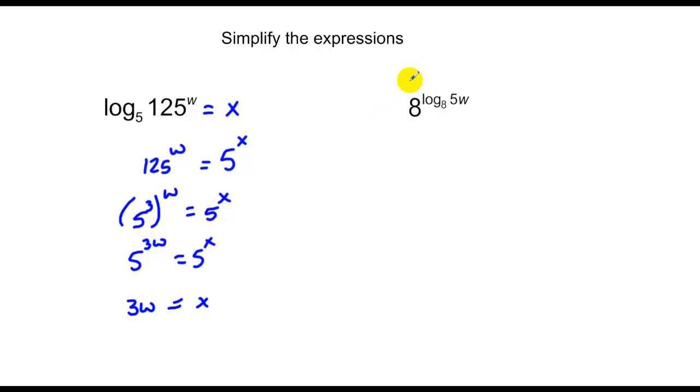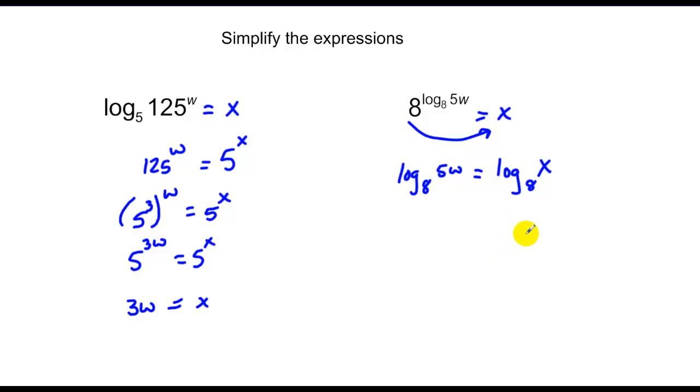This one's really weird. It's in exponential form right now, yet it also has a log in the exponent. So let's tackle it kind of the same way. Set it equal to some unknown x and slide the base. But remember, we're going from exponential form, so I want to go to logarithmic form. I slide this base, add the logarithm, so that's log base 8 of x is equal to the log base 8 of 5w.